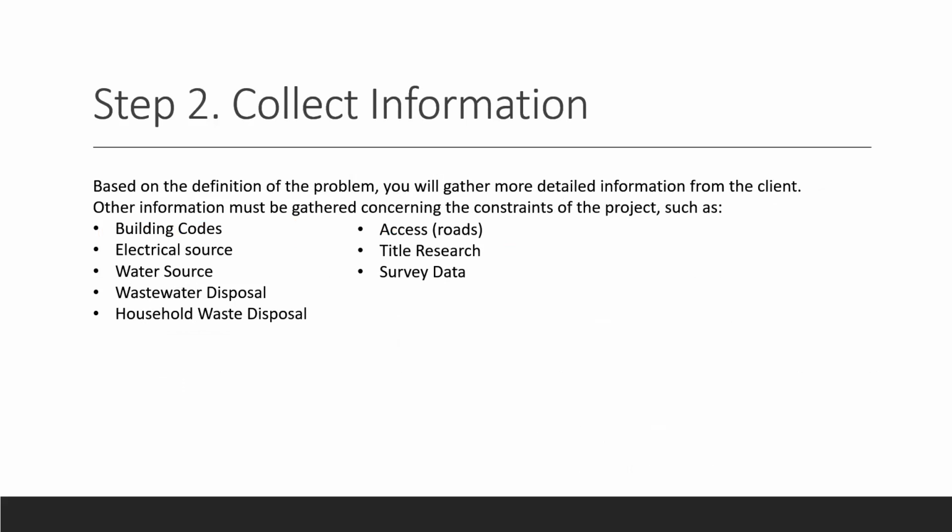Step 2 is to collect information. Based on the definition of the problem, you will gather more detailed information from the client. Other information must be gathered concerning the constraints of the project, such as, again, building codes. We need to look at the electrical source, the water source, wastewater disposal sources, and household waste disposal.